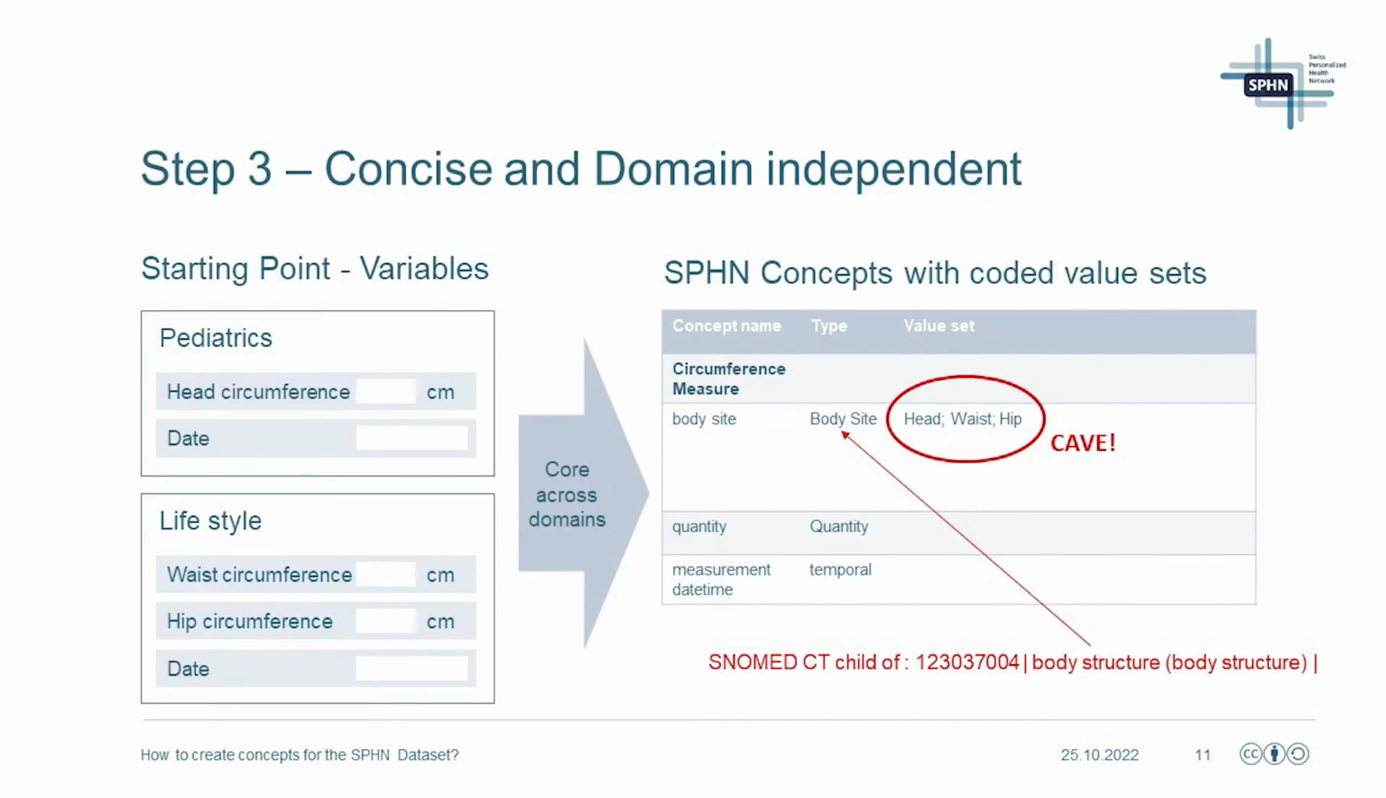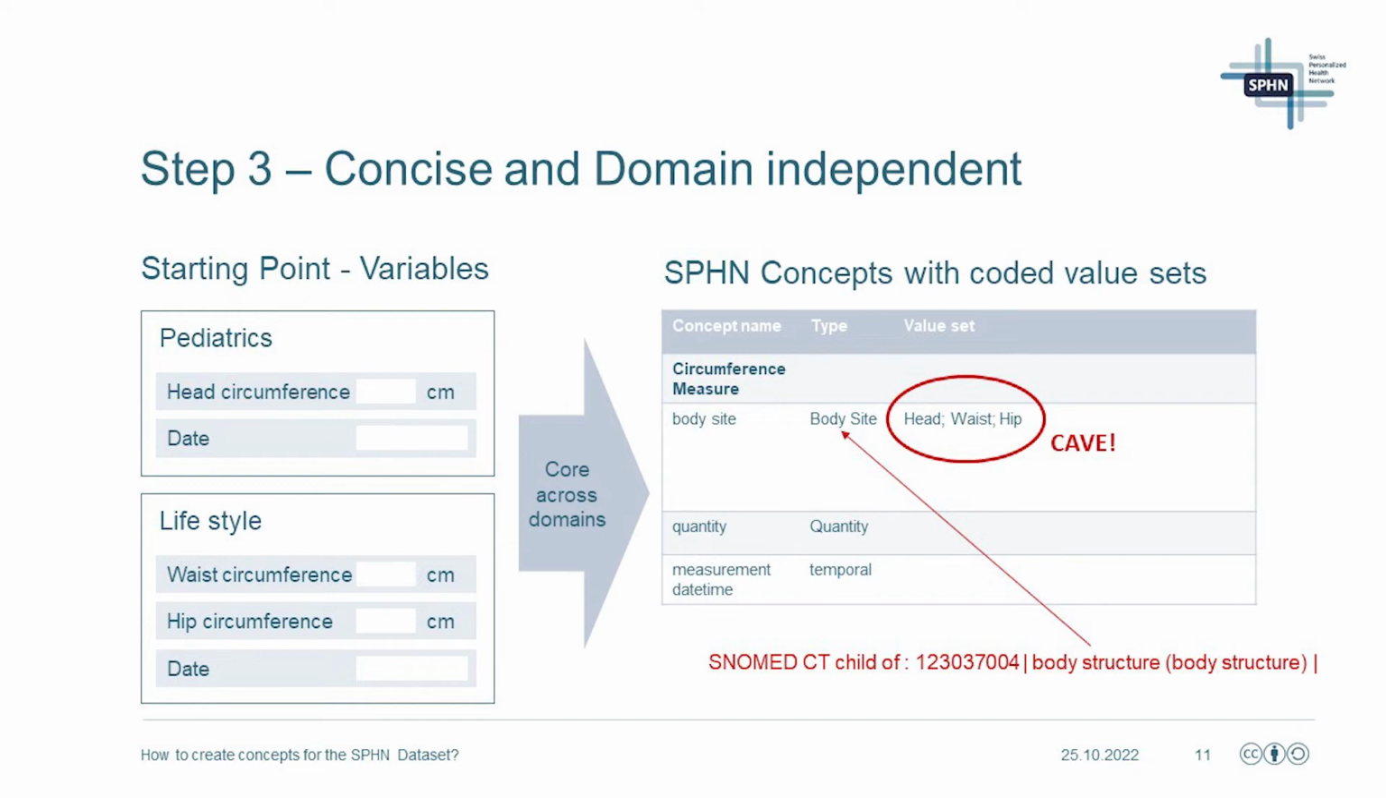Making this step, we create the overall concept circumference measure instead of the single concepts we have seen before. And this general concept circumference measure is composed of the body side, the circumference that was measured, so the value and unit, which is the quantity, and the measurement date time. That way we are concise. We have now one concept instead of three or even more.